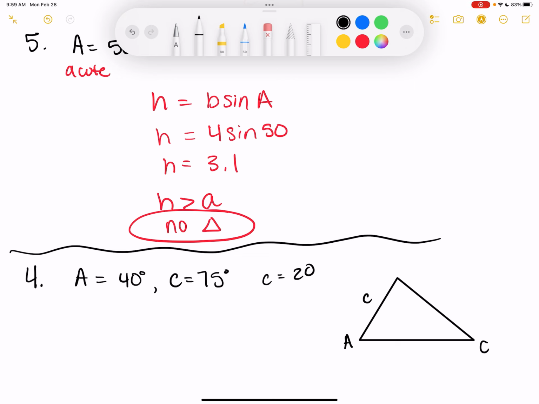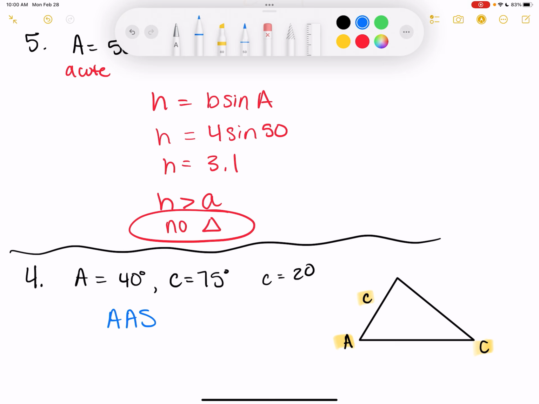So I am given an angle, an angle, and a side. Wait, I wasn't reading this right. Angle, side, angle. Oh, my bad.